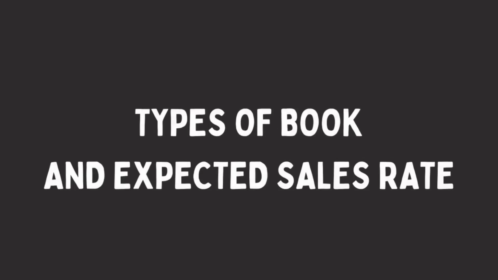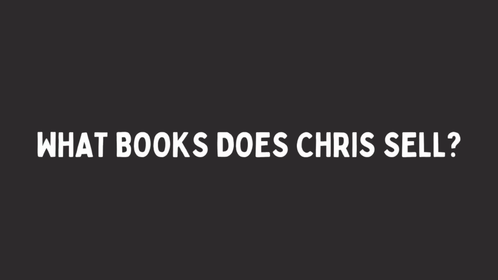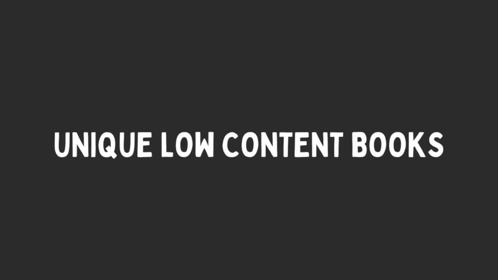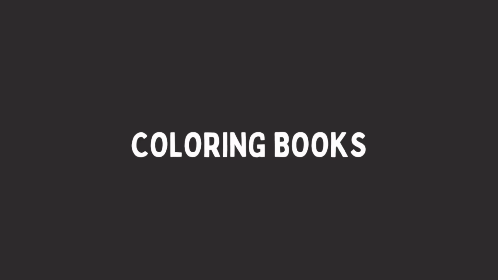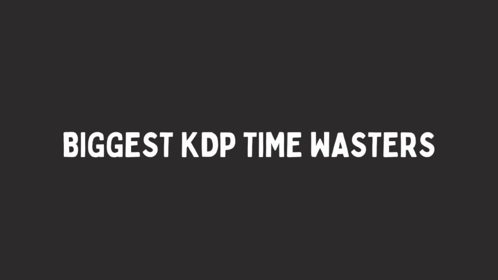So the next section is going to be about the different types of books that you can publish and the chances of making sales with those type of books. Okay, so we're obviously going to be talking about low content books, medium content books, higher content books, ebooks, and then taking a look at which I think is the best. Moving on from that, we're going to be talking about the type of books that I actively sell. So these are one of a kind or unique low content books, activity books, coloring books, short stories, picture books, and cookbooks.